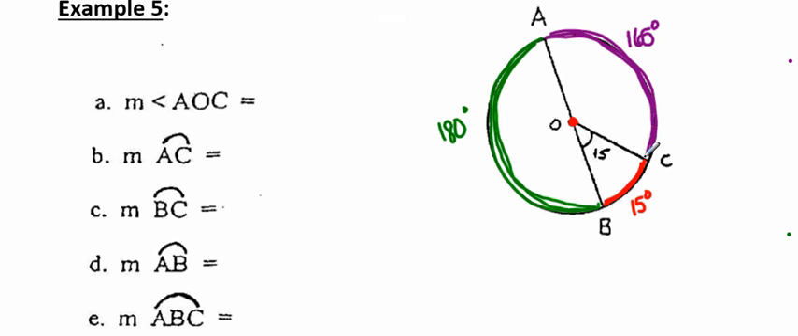And looking at the picture, there's one angle and one angle only that I still need to find. I need to find the degree measure of angle AOC. And again, its vertex is at the center of the circle, making it a central angle, and its degree measure is going to be equal to the arc it intercepts. The arc it intercepts is this arc from A to C, the purple one, making the degree measure of this angle 165 degrees.